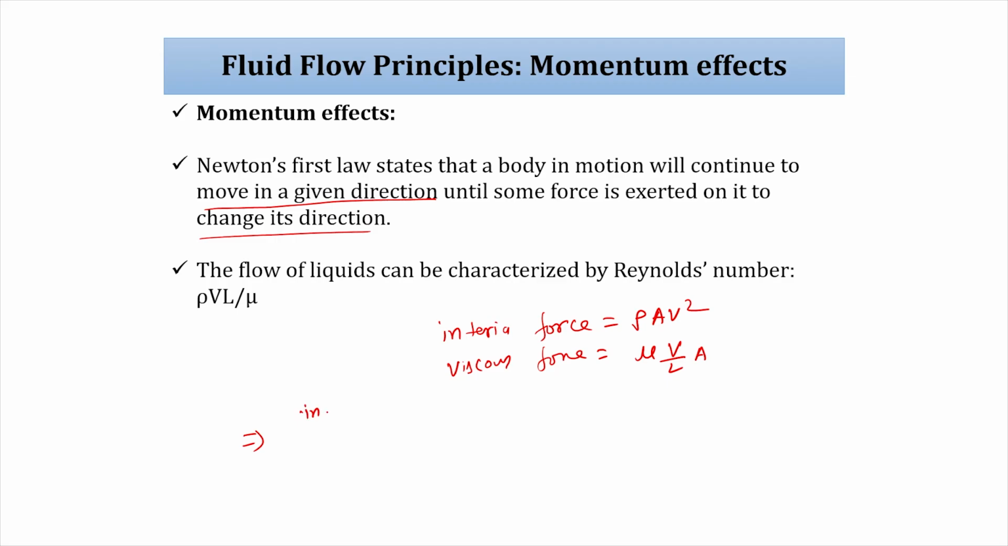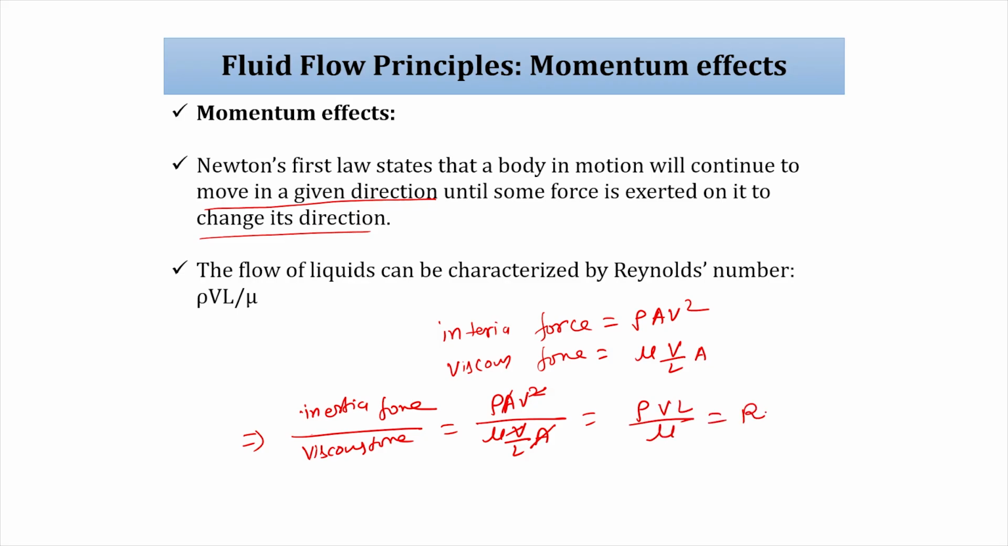equals rho A V square over mu V L A. A cancels out, V cancels out, giving rho V L by mu. The ratio of inertia force divided by viscous force is known as the Reynolds number, which is equal to rho V L by mu. Rho is the density, V is the velocity, L is the characteristic length scale. For a circular pipe, L will equal D, and mu is the dynamic viscosity of the flowing liquid.